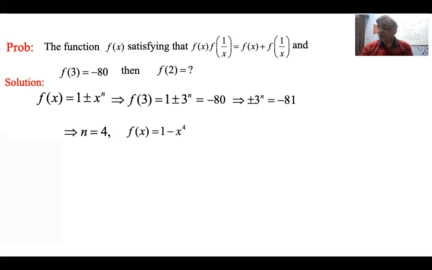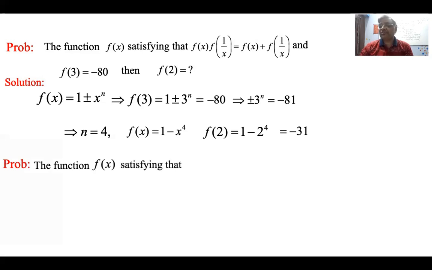Okay, so now this one is simply asking for f of 2. Simply substitute x is equal to 2: f of 2 is 1 minus 2 to the power 4, which is minus 31. That is the answer.